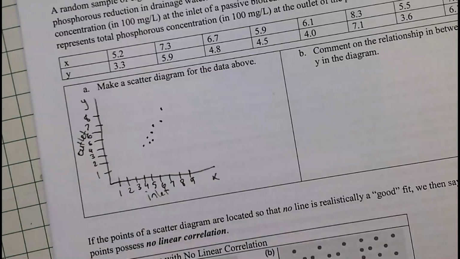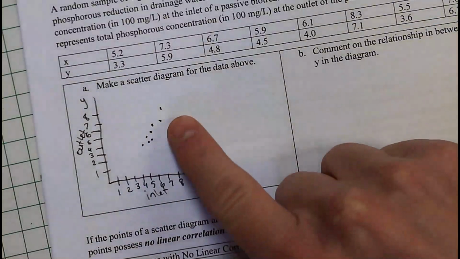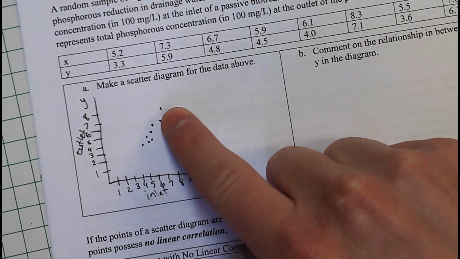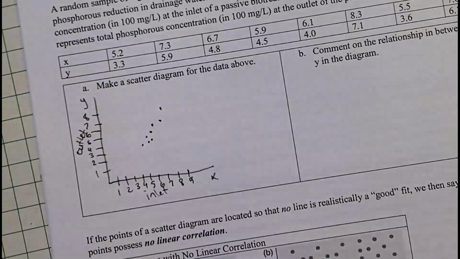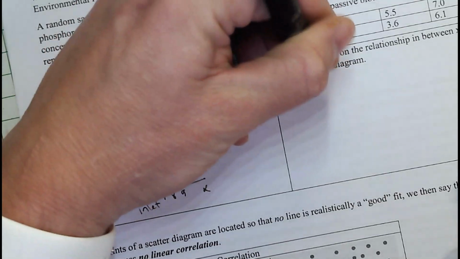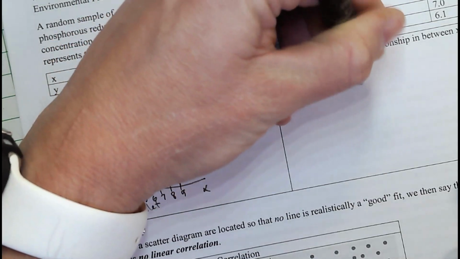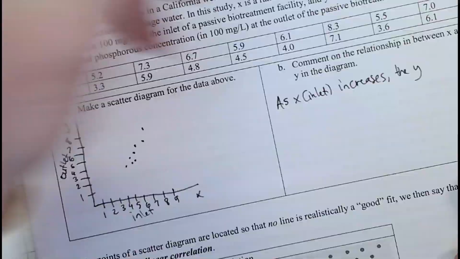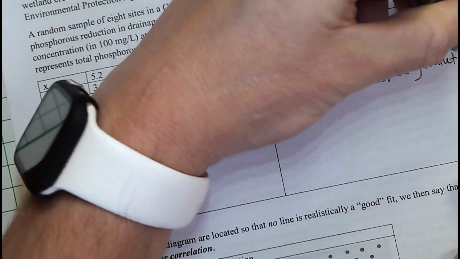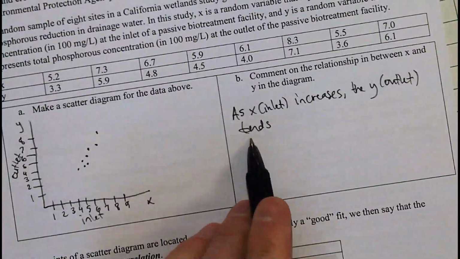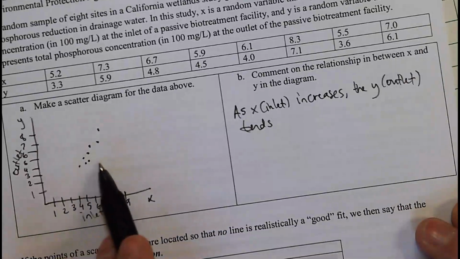So what would you comment about this relationship? What would you say? It's kind of a loaded question. Do we have some type of correlation? Is there a pattern here? Yeah, there's a little bit of a pattern here. And so as X, the inlet, increases, what I would say is the Y outlet tends to increase. I would use kind of an approximate word there. It's not exact. It didn't always increase, but usually as X increases, Y tends to go up.